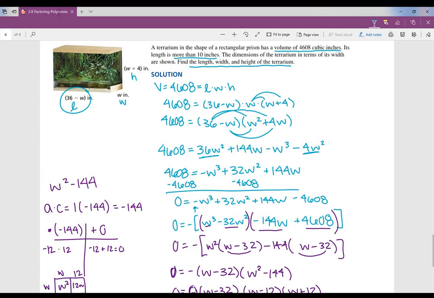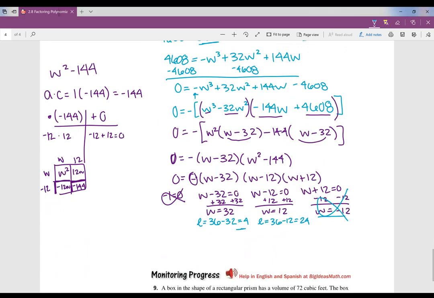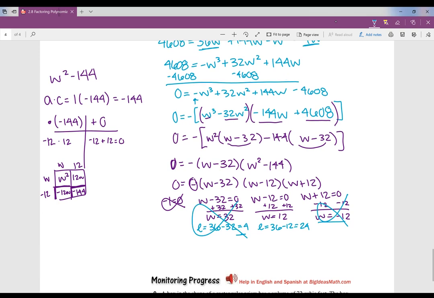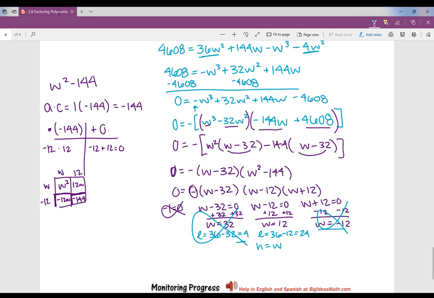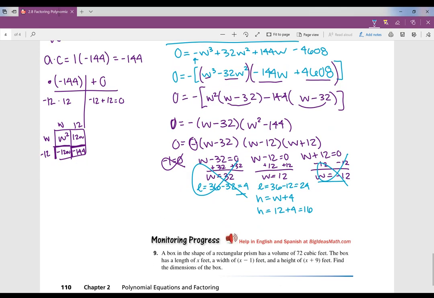Okay, so in our instructions, it told us the length is more than 10 inches. So can our length be 4? No, so that doesn't work either. Can it be 24? Yes. The last one we need to check is our height, which is W plus 4. Height equals W plus 4. So it's going to be 12 plus 4, which is 16. So our box is 12 inches by 24 inches by 16 inches. All right, and that is it for 2.8.